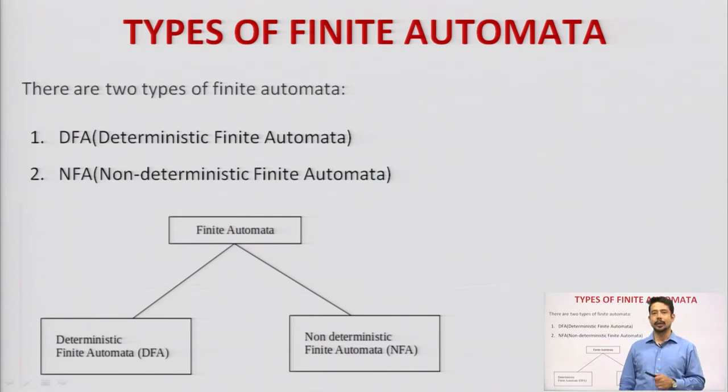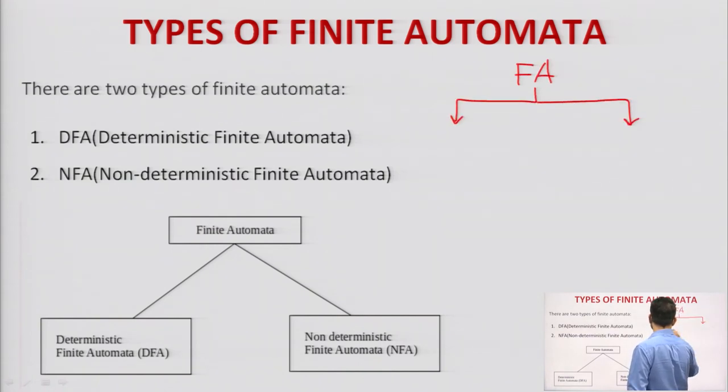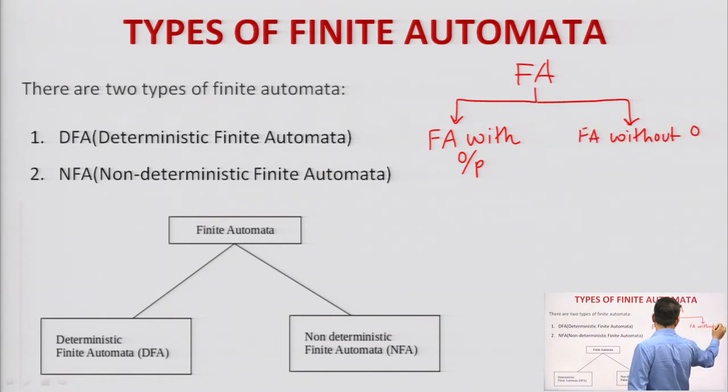Now let us go with the next one, that is your types of finite automata. Here I have given only a half part of the types. If we summarize the entire concept, we have finite automata in two categories. I haven't mentioned it in this slide, but I am giving you a short description: finite automata with output, and the second one, finite automata without output. These things I will let you know later on.